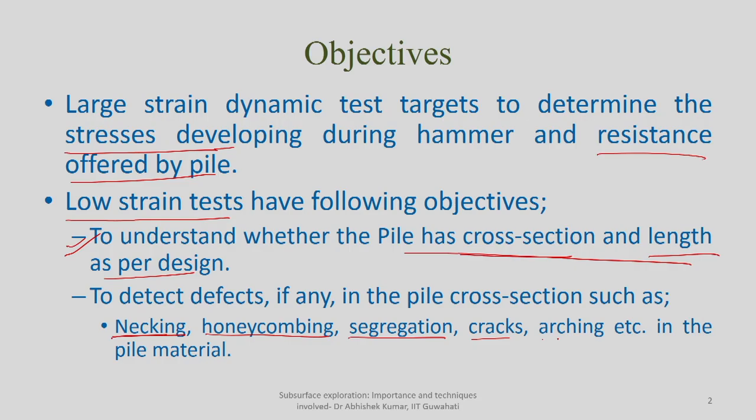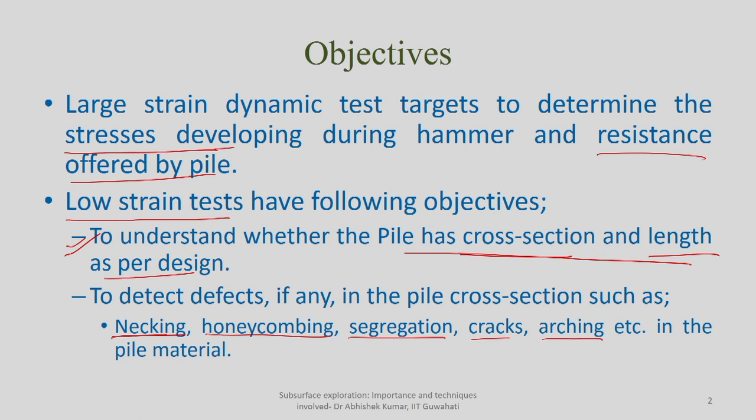Second thing, it might be possible, because of certain reasons, that the pile concrete will tend to have some kind of defects, some of them as we mentioned here: necking, honeycombing, segregation, cracks, arching, etc. These are different kinds of defects which are possible when you are pouring concrete into the pile cross section. Definitely considering the length of the pile, there are more chances you can have similar defects at different depths. So you have to pour the concrete in a controlled environment, and you have to follow the necessary guidelines in order to ensure these kinds of defects are not there.